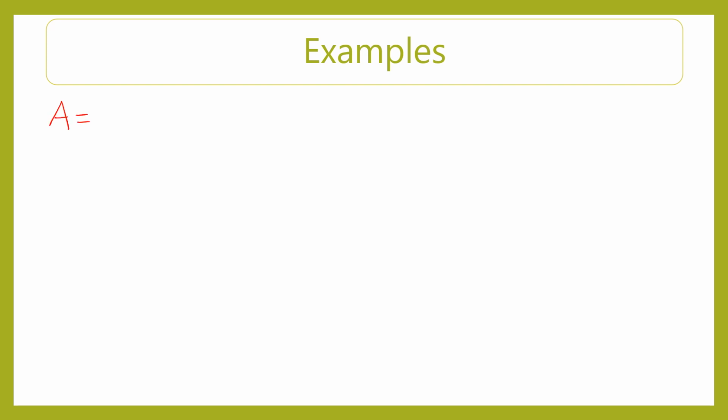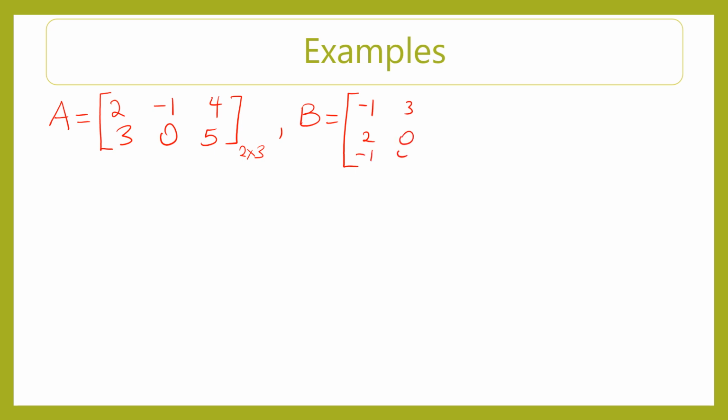Matrix A is given as 2, -1, 4, then 3, 0, 5. By the way, this is a 2 by 3 matrix. Just keep it in mind. And matrix B is given by -1, 3, 2, 0, -1, 4. Again, think about it. What is the size of matrix B? It's 3 rows and 2 columns.